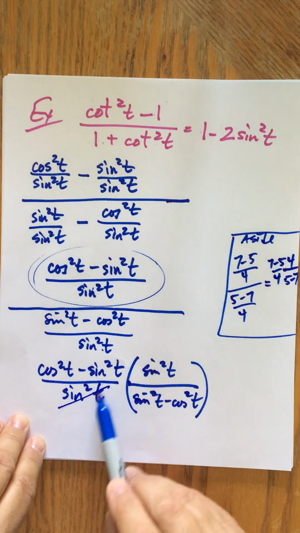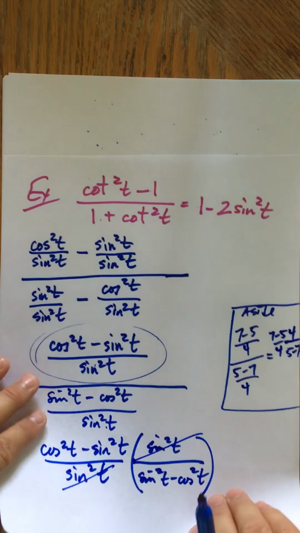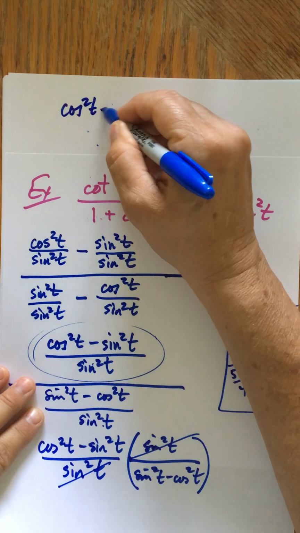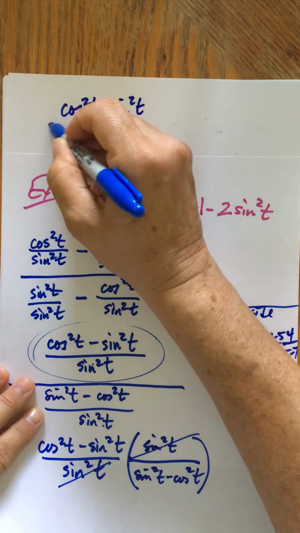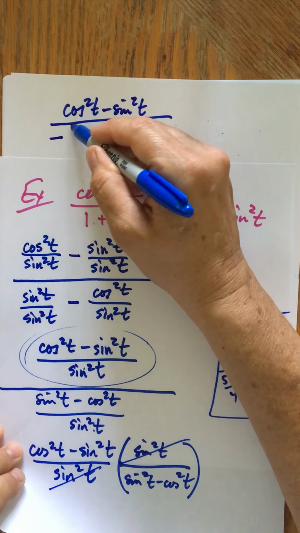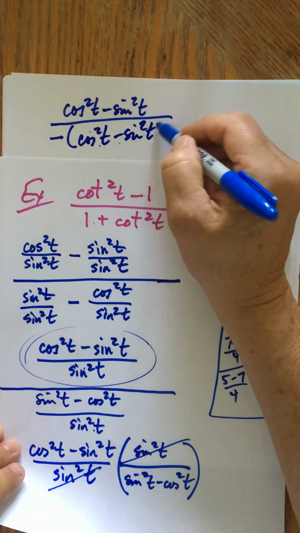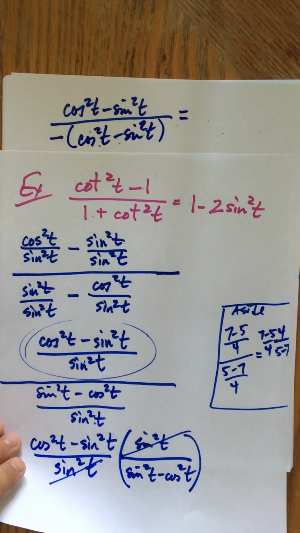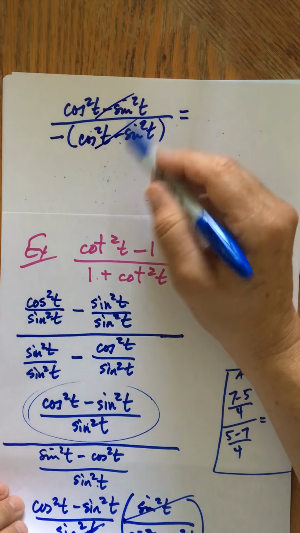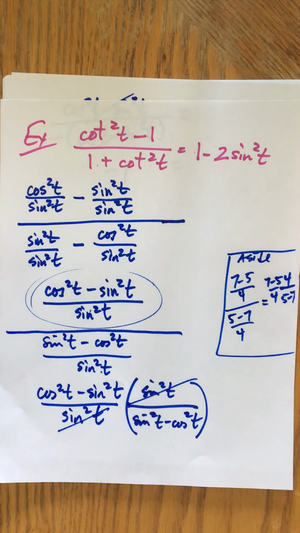All right, so now this cancels out, and I'm left with cosine squared t minus sine squared t all over, I'm going to go ahead and factor out a negative sign here, negative, and this is going to be cosine squared t minus sine squared t. Right. So I actually get negative 1, huh? Because this cancels out and I get negative 1. That is not what they get. I wonder if I wrote this one down wrong.